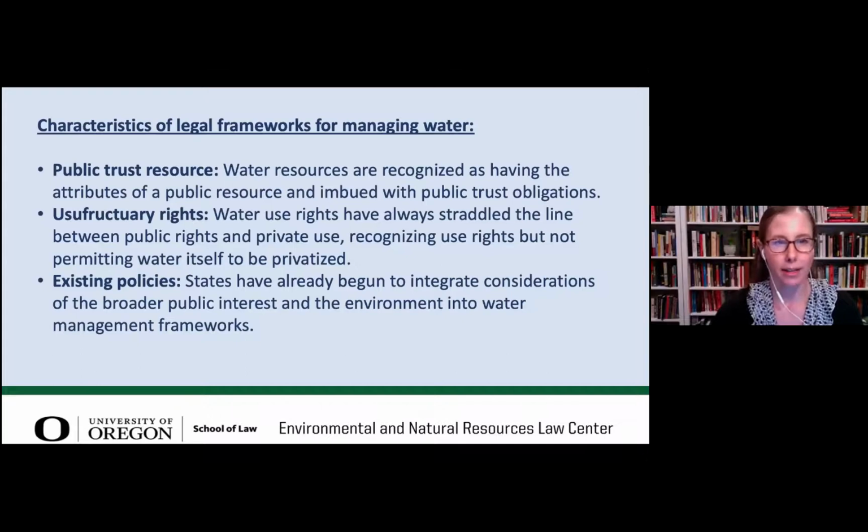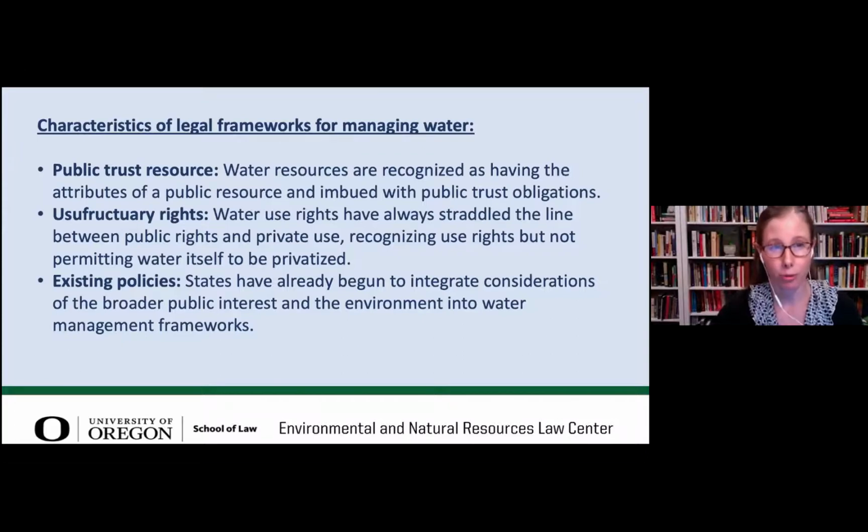Second, water rights have always straddled the line between public rights and private use. So when you get a water right, you get a right to use the water, but the general concept is that you would not be getting a right to the water itself. So you can't privatize water. And then drawing from these first two, the third reason is that water codes have already begun to integrate considerations of the broader public interest and the environment into water frameworks.